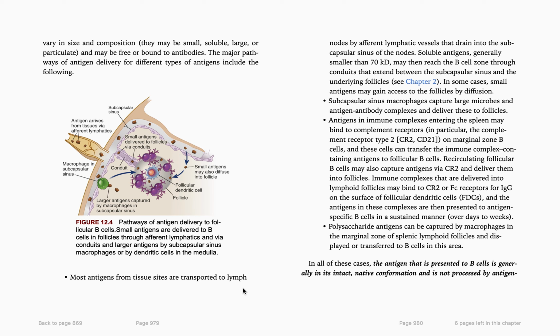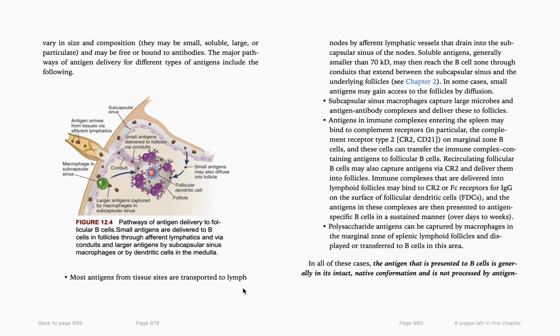Soluble antigen, generally smaller than 70 kD, may then reach the B cell zone through conduits that extend between the subcapsular sinus and underlying follicles, as we already saw in chapter 2. In some cases, small antigen may gain access to follicles by diffusion.